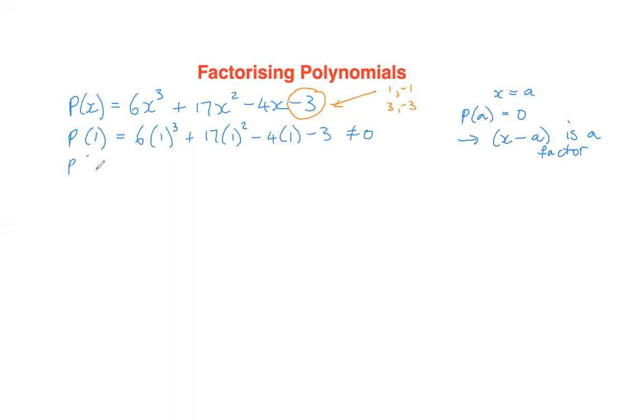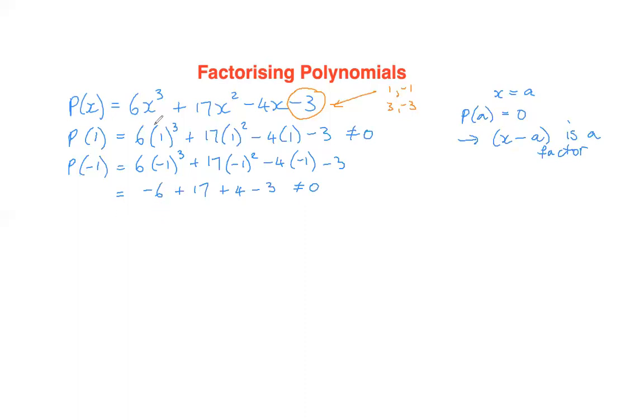We could try p of -1. So 6 times -1 cubed plus 17 times -1 squared minus 4 times -1 minus 3. Now, we just need to take it a little further before we can see whether it works or not. That -1 cubed is -1, so that would be -6. That'll turn to positive, so plus 17. That'll turn positive, plus 4 minus 3. Once again, I can see that that doesn't equal 0. So that's not the number that I'm looking for.